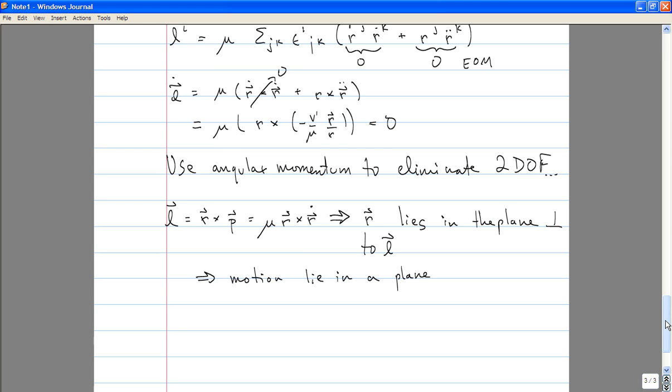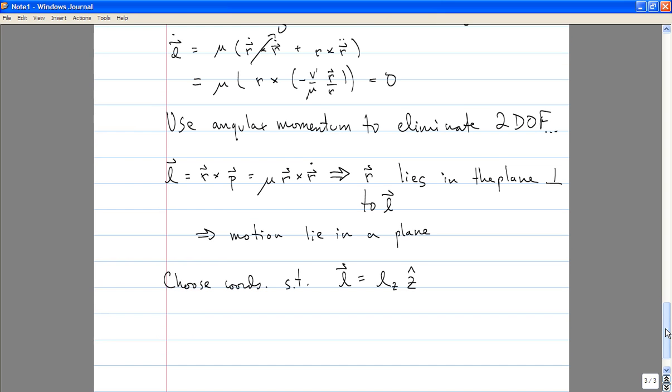So let's just choose our coordinates so that the angular momentum vector points in the z direction. We can choose whatever coordinate system we like by rotational invariance. So let's just choose the z direction to be the direction that the angular momentum vector points in. And L_z, the component of the angular momentum vector in this coordinate system, will just be some number which is a constant of motion.